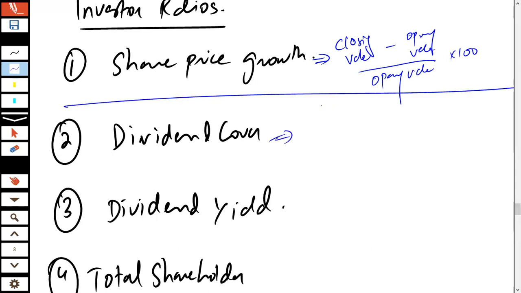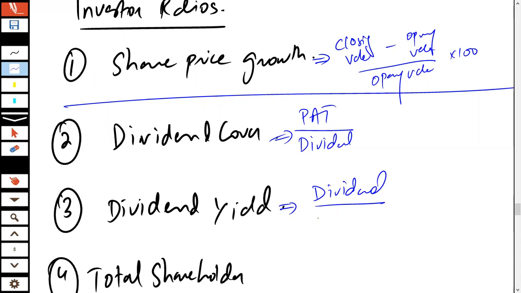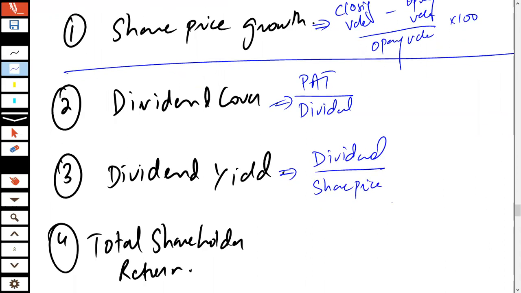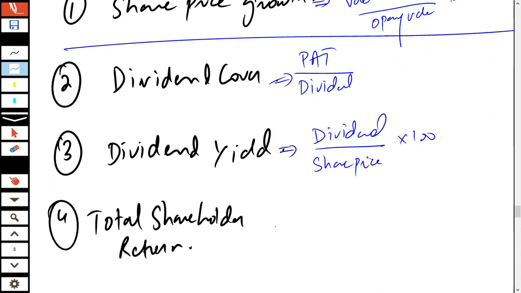How do we calculate the dividend cover? The dividend cover is just like an interest cover, but it's established like this: PAT divided by dividend. How do we establish the dividend yield? It's dividend upon share price, multiplied by 100.